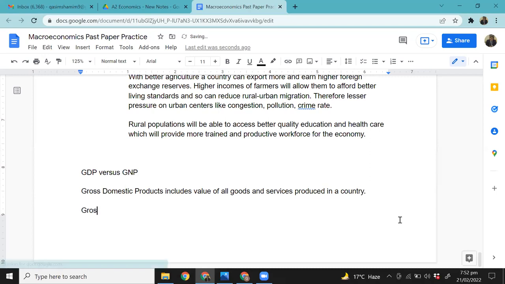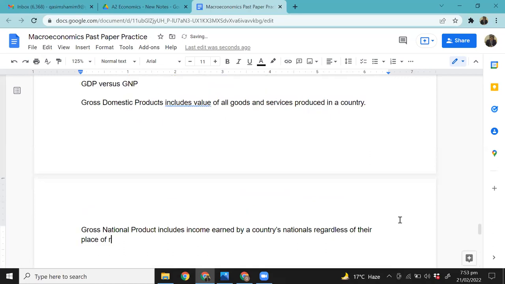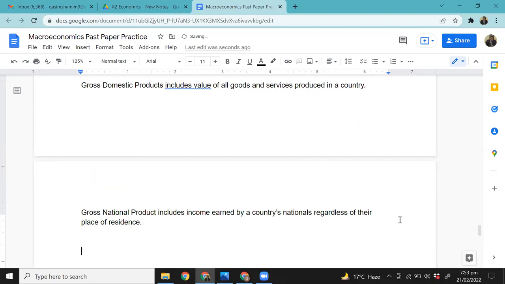Whereas gross national product includes income earned by a country's nationals, regardless of their place of residence. Right? Is it making sense? Right? So the formula is like this.